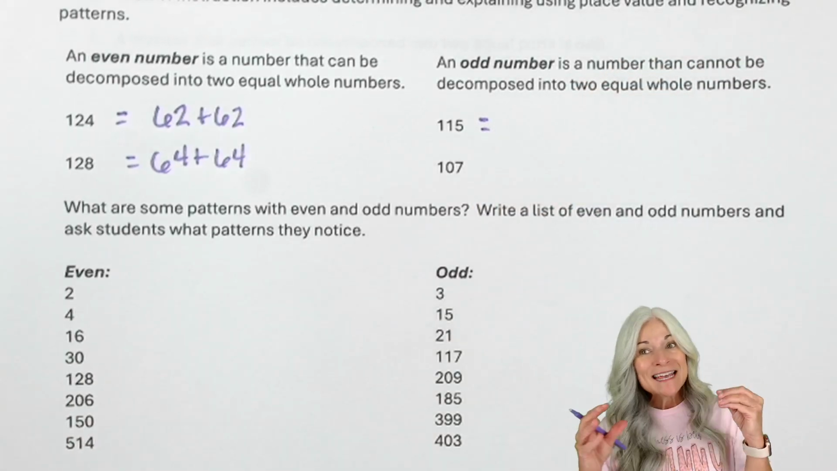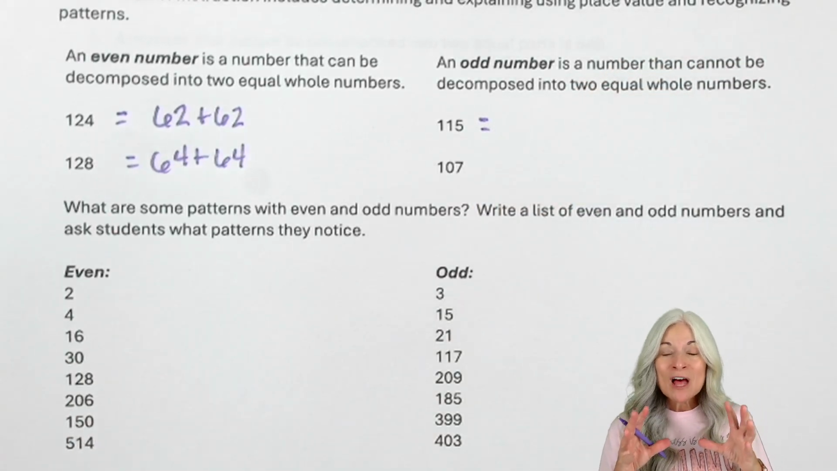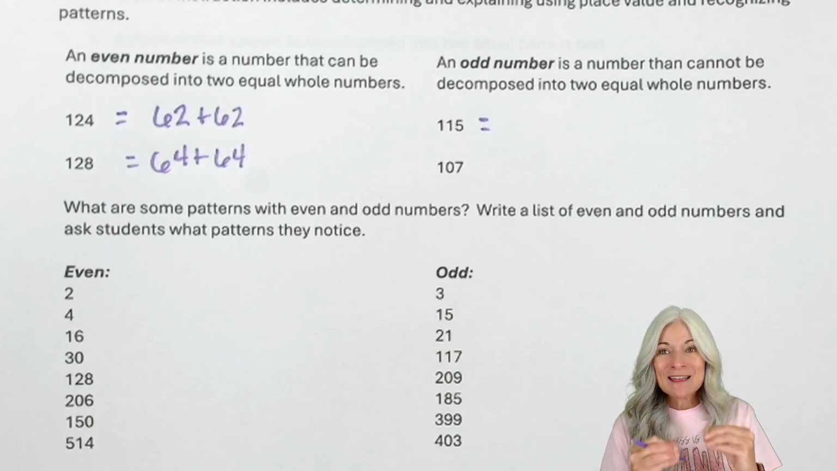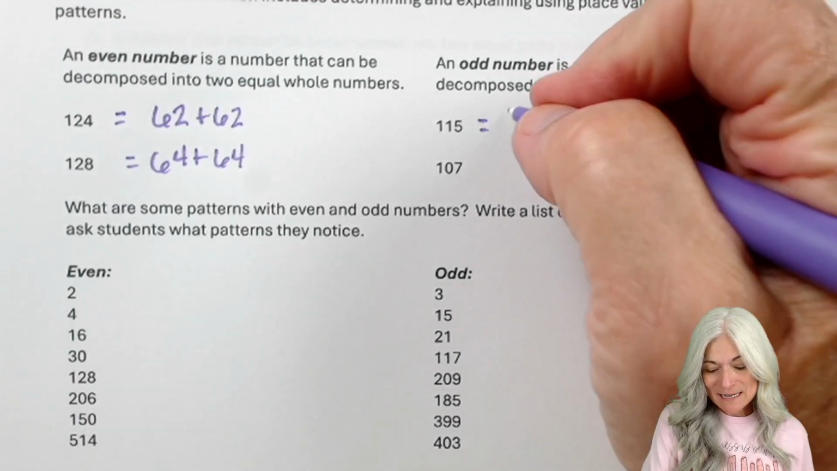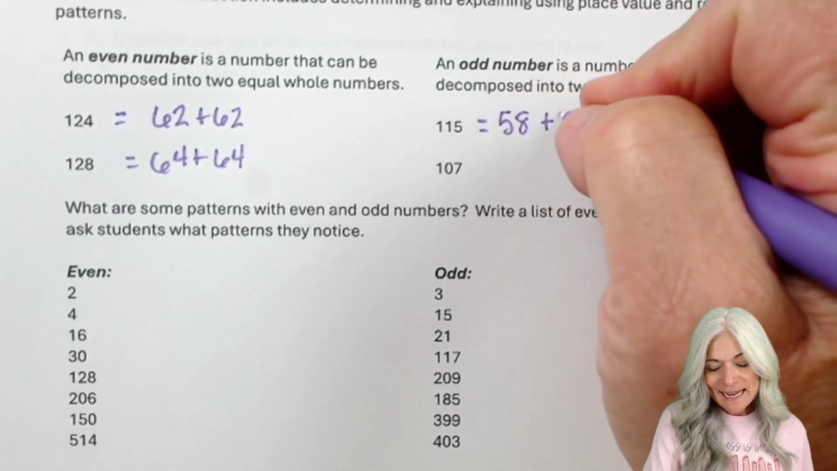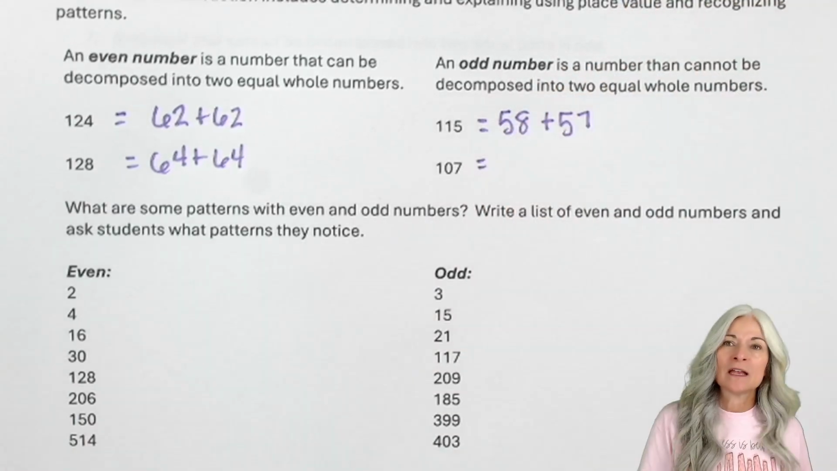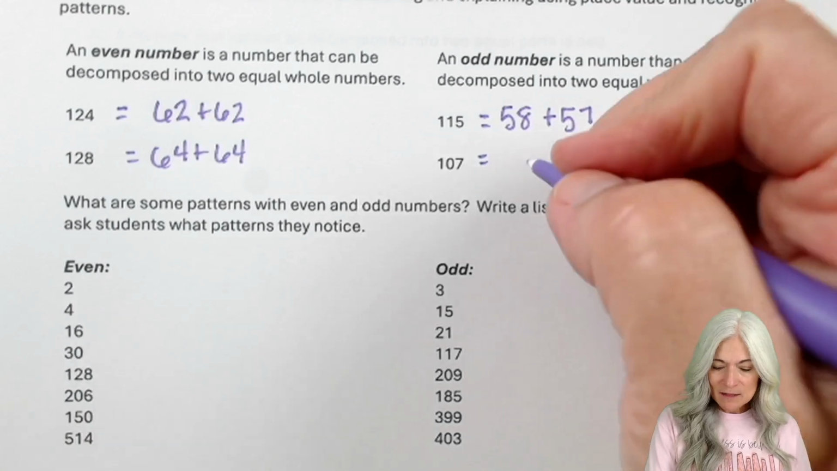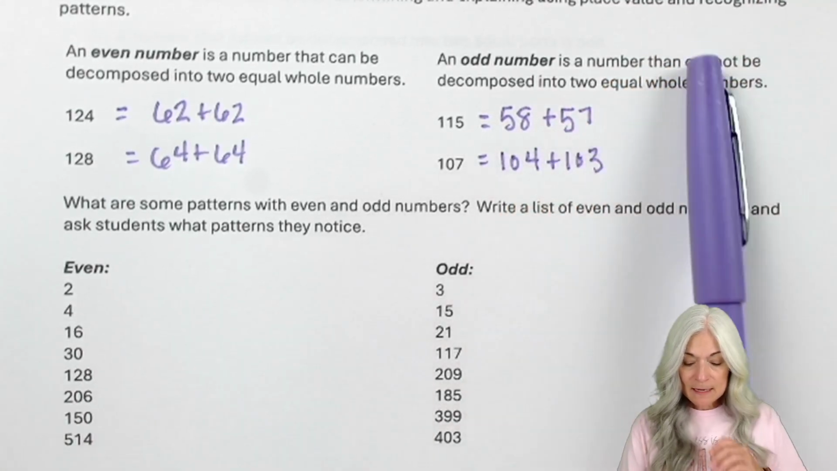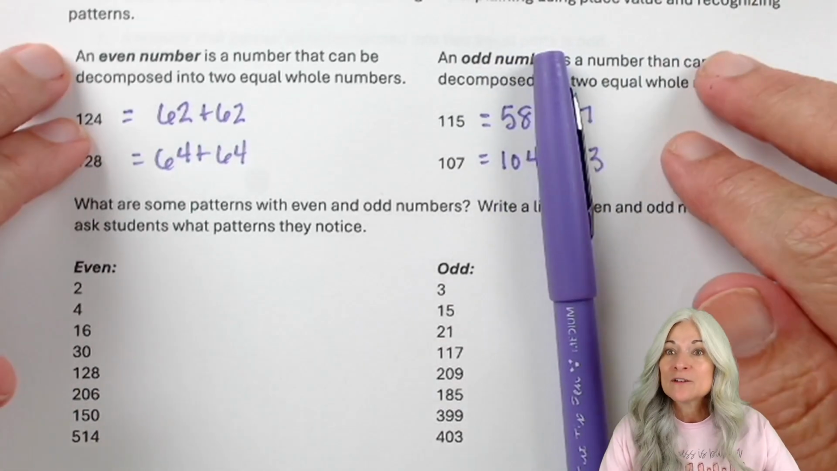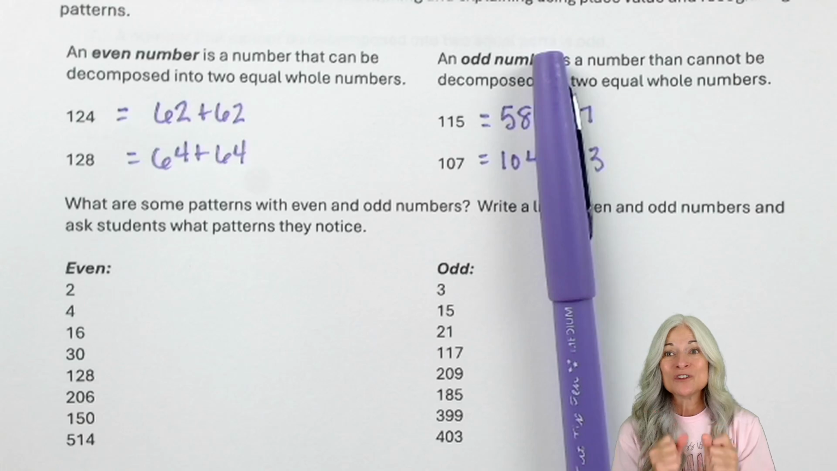115, well, again, work with the base 10 blocks. See how close can we get those numbers. We can get them really close, but not the same. We can break it down to 58 and 57. 107, again, we can get them really close, but not the same. 104 plus 103.